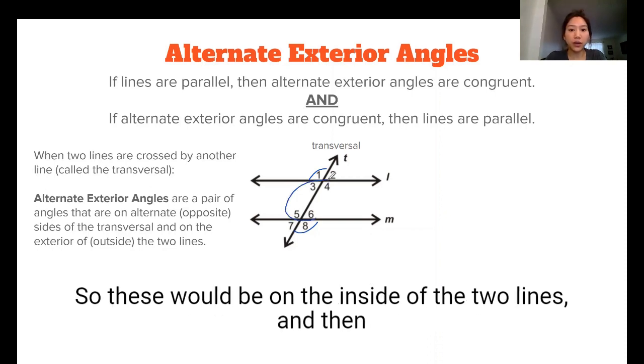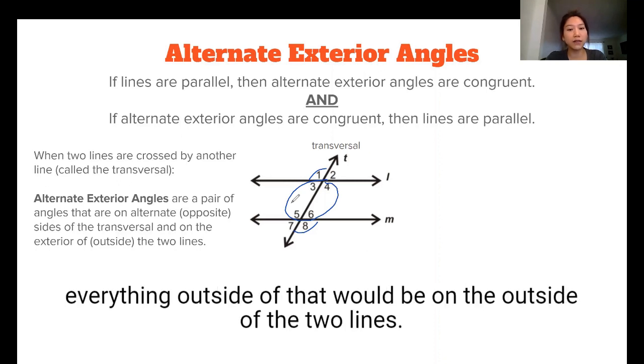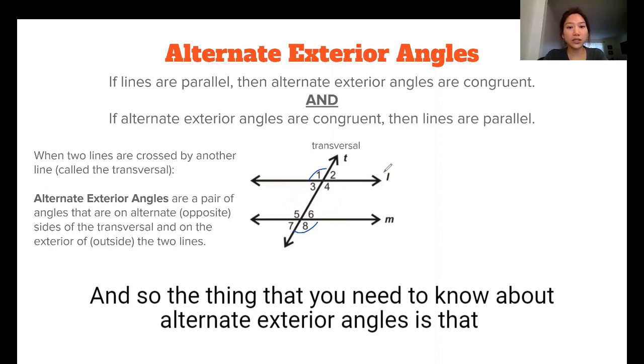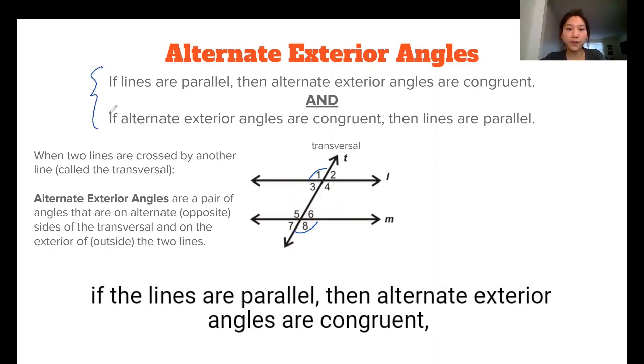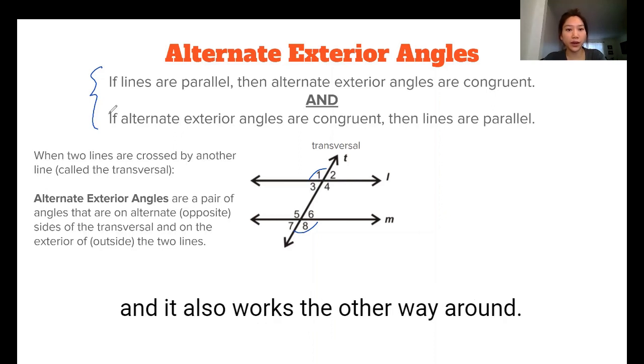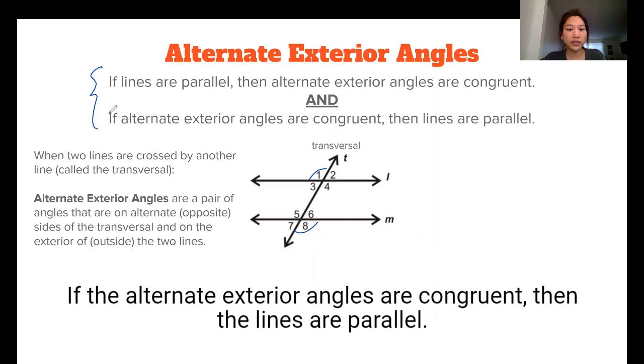So these would be on the inside of the two lines, and then everything outside of that would be on the outside of the two lines. And so the thing that you need to know about alternate exterior angles is that if the lines are parallel, then alternate exterior angles are congruent. And it also works the other way around. If the alternate exterior angles are congruent, then the lines are parallel.